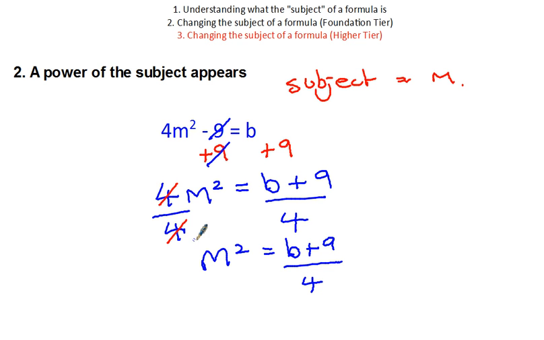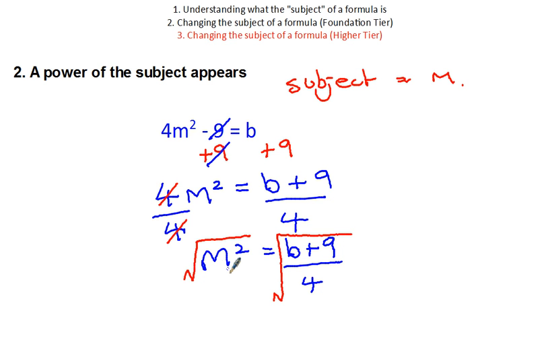Now the only way you can get rid of a squared, the inverse of squaring, and this is why it's in the higher tier, is square rooting. That's something that you're not tested on in the foundation paper. So we just have to square root both sides. And although this is starting to look quite complicated on the right hand side, it's not. You can just leave it like this. You're not solving it, you're just writing it like this.